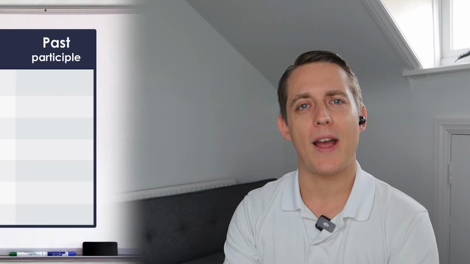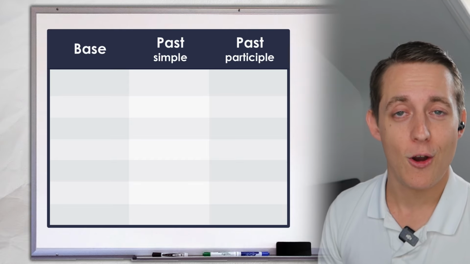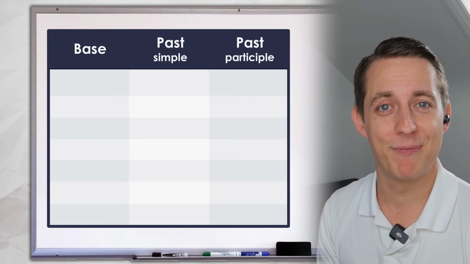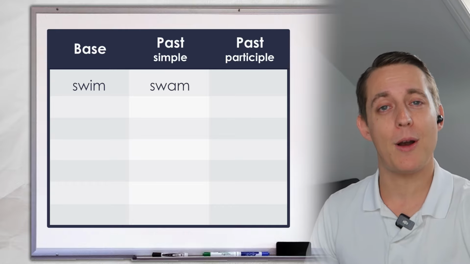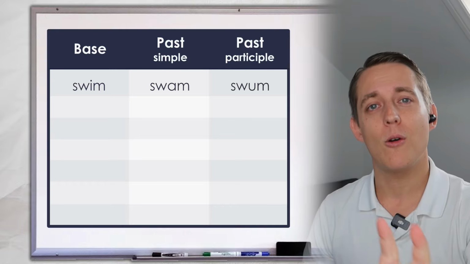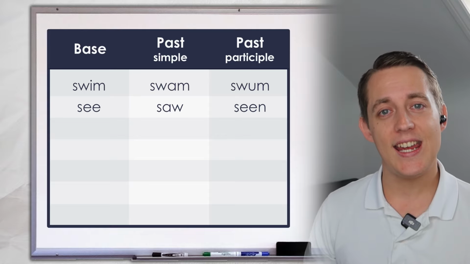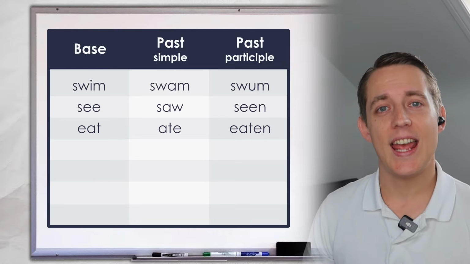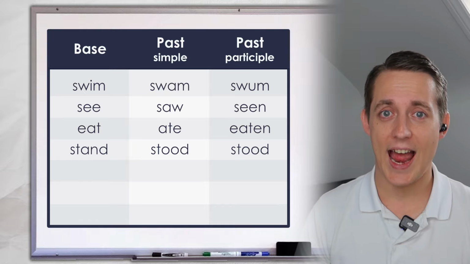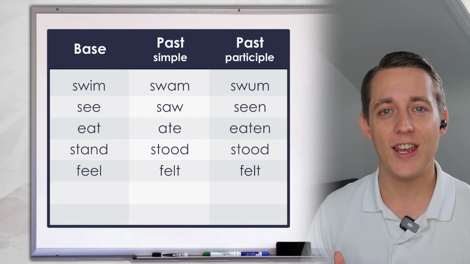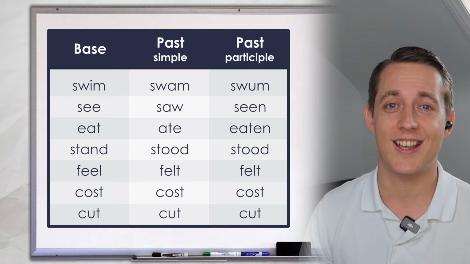So we're talking about 3 verb forms here. I think most natives wouldn't even know there are 3 forms, even if they use them, right? So we have swim, which is a base verb, swam, which is a past verb, and swum, which is a past participle verb. More examples: see, saw, seen, eat, ate, eaten, right? And sometimes they don't actually change. For example, stand, stood, stood, feel, felt, felt, or even cost, cost, cost, cut, cut, cut.